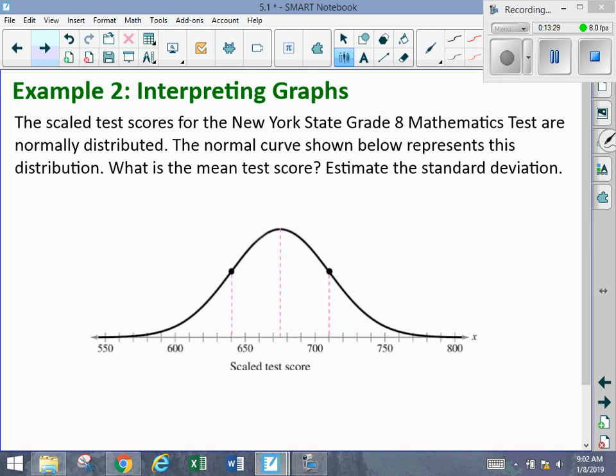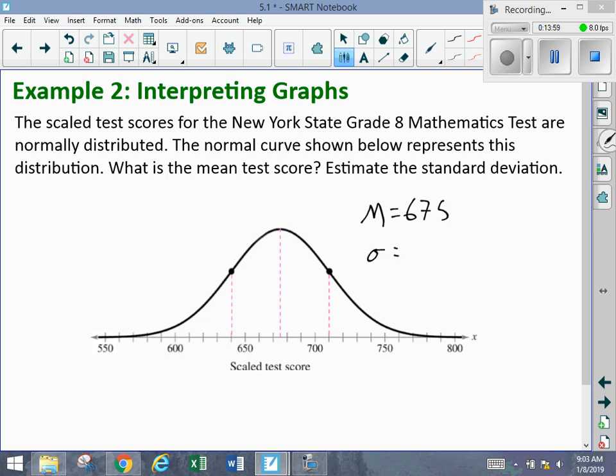Okay, what do we think the mean test score of this one is? 60, 70, 80, 90. It looks like these are units of 10, so maybe 6, 7. Yeah, I think we could estimate that the mean is 675. How about our standard deviation?